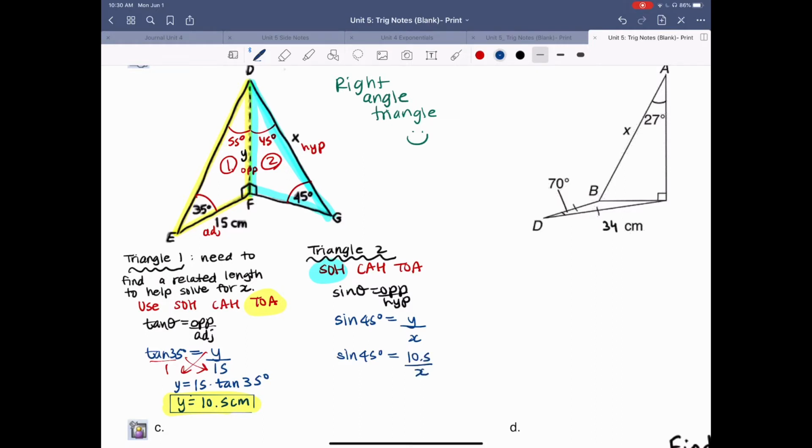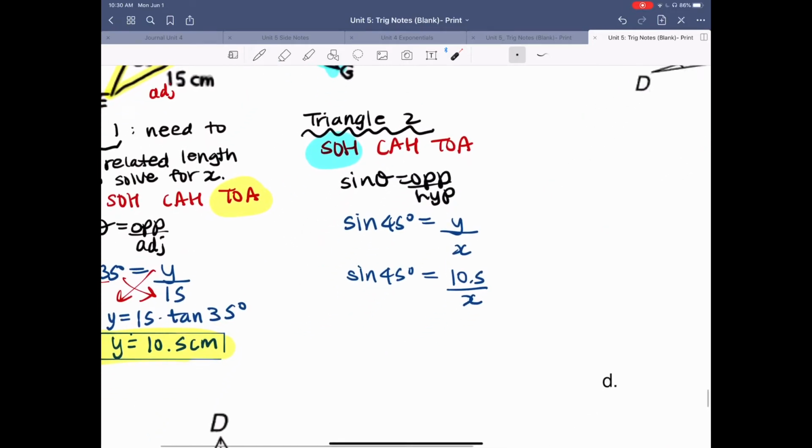Now I'm going to sub in what I know, and I know my y value, which is 10.5. Notice it's important to label everything out, because if you don't label and you just plug in, it's going to be hard to follow. So I had to introduce a variable as I went along. And so I need to solve for x.